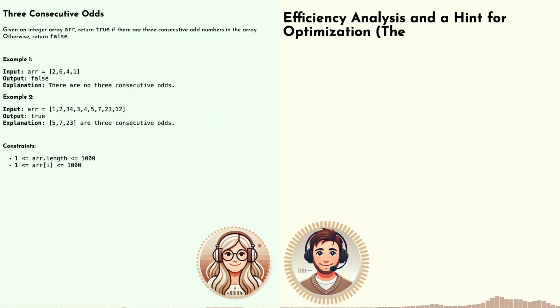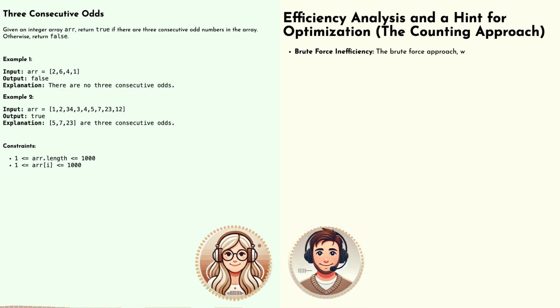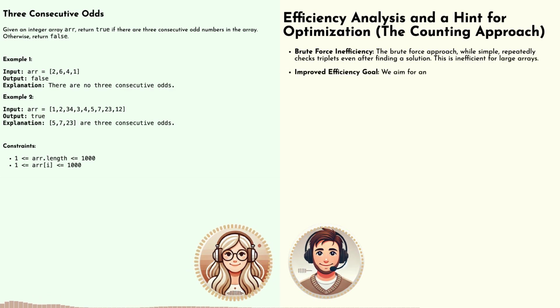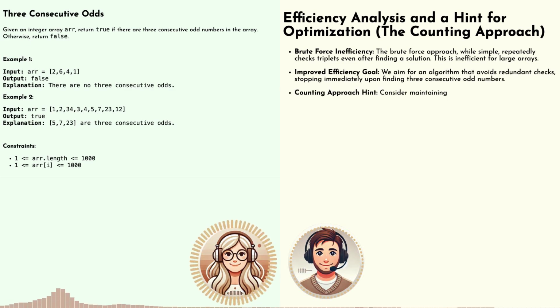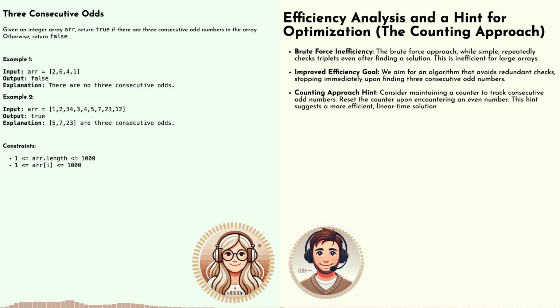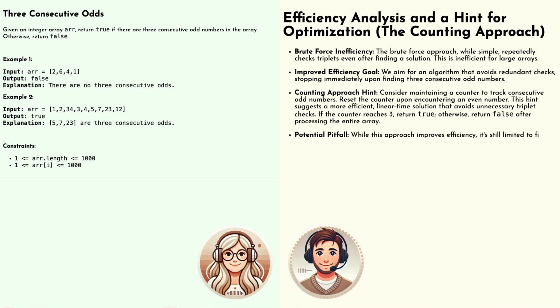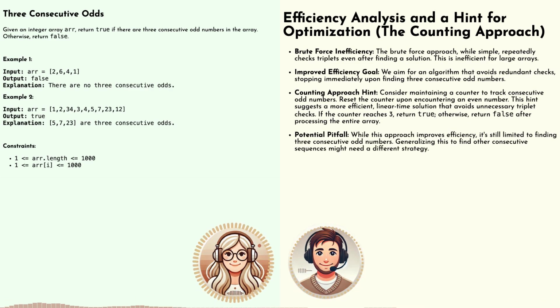Got it. Now let's talk about the efficiency of this brute force method. In computer science, we often talk about something called time complexity. Can you explain what that means and how it applies here? Absolutely. Time complexity is essentially a way to describe how the runtime of an algorithm grows as the input size increases. Imagine you have a small array with 10 numbers versus a massive array with a million numbers. How much longer would the brute force approach take for the larger array? That's what time complexity helps us quantify.